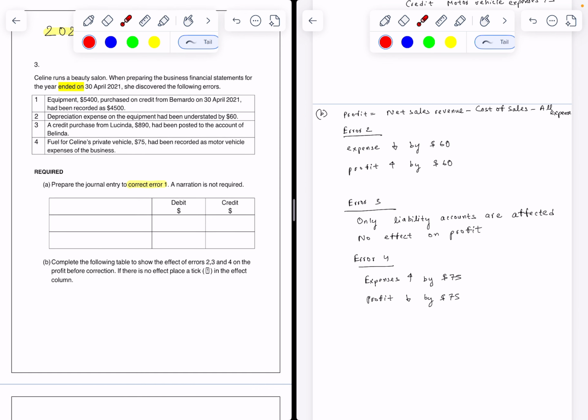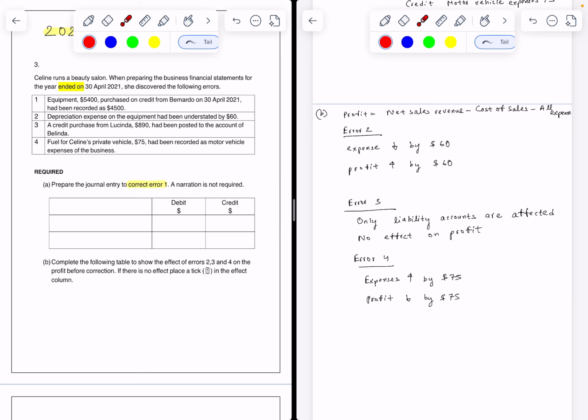In error 3, where the credit purchase from Lucinda was wrongly recorded in the account of Belinda, only liability accounts are affected because, as we understand, this is an error of commission where the error was done within the same category but in the wrong accounts. The same category here is the category of trade payables or credit suppliers. So trade payables are liability accounts, right? Because these are the people from whom you buy inventory on credit.